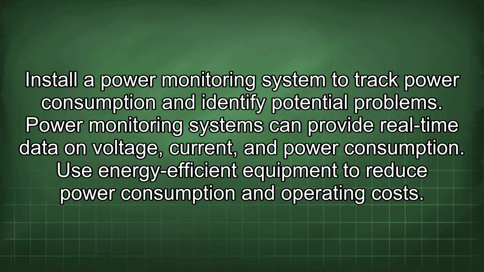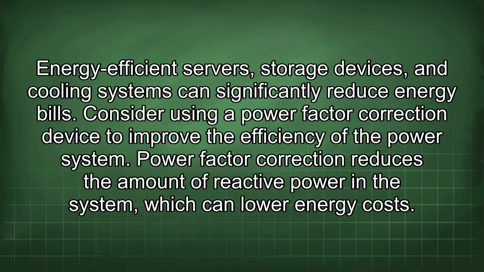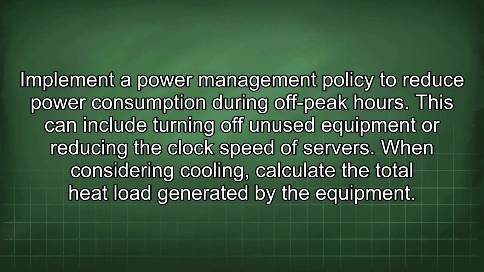Use energy-efficient equipment to reduce power consumption and operating costs. Energy-efficient servers, storage devices, and cooling systems can significantly reduce energy bills. Consider using a power factor correction device to improve the efficiency of the power system. Power factor correction reduces the amount of reactive power in the system, which can lower energy costs. Implement a power management policy to reduce power consumption during off-peak hours. This can include turning off unused equipment or reducing the clock speed of servers.